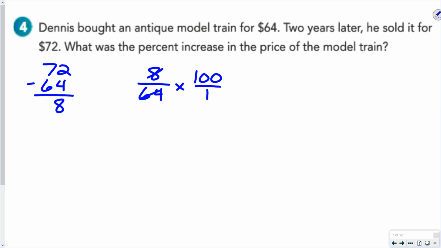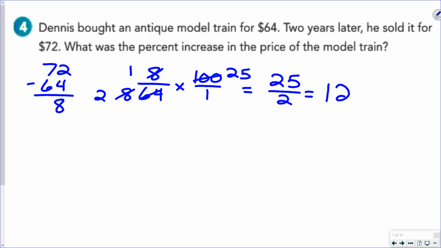We can simplify 8 and 64, divide both those by 8 to get 1/8. And I can divide both 8 and 100 by 4 to get 2 and 25 respectively. 1 times 25 is 25. 1 times 2 is 2. So I would get 12.5%. Or if you did a decimal, 12.5%.